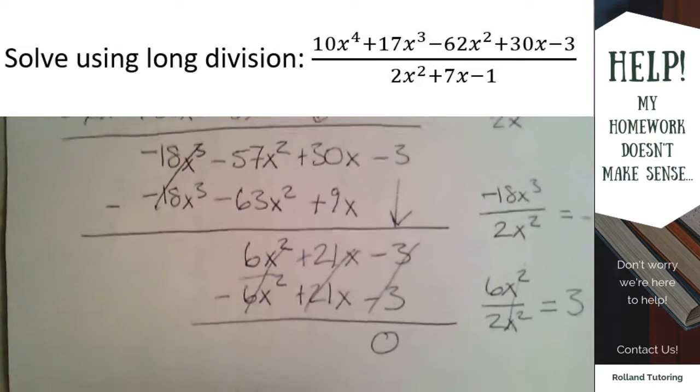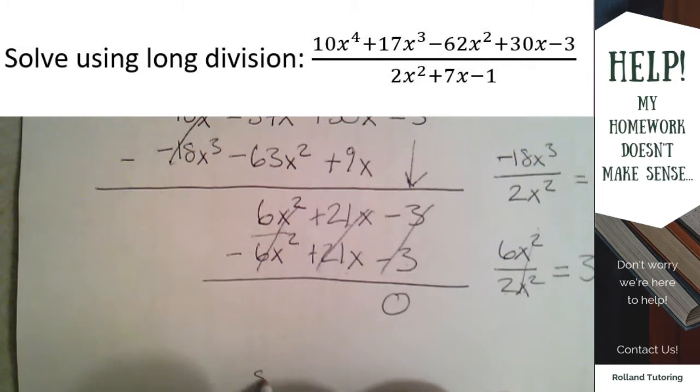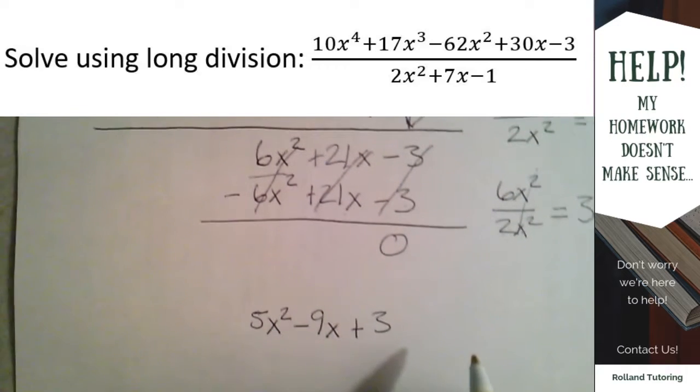So our final answer is what we had written down at the top of 5x squared minus 9x plus 3.